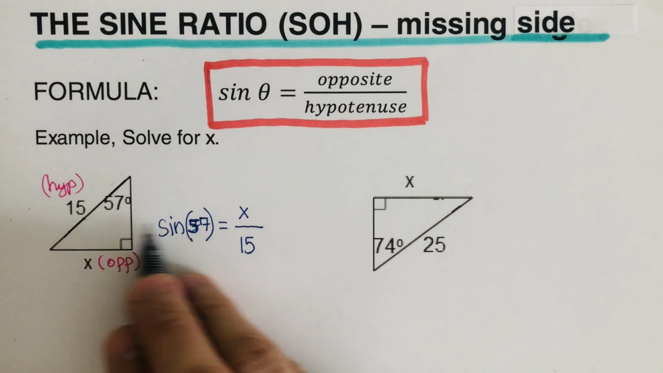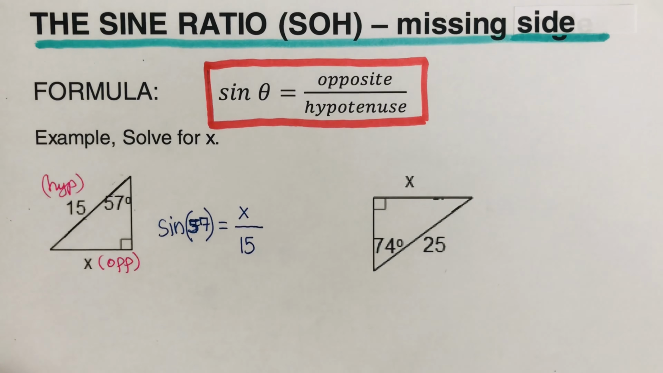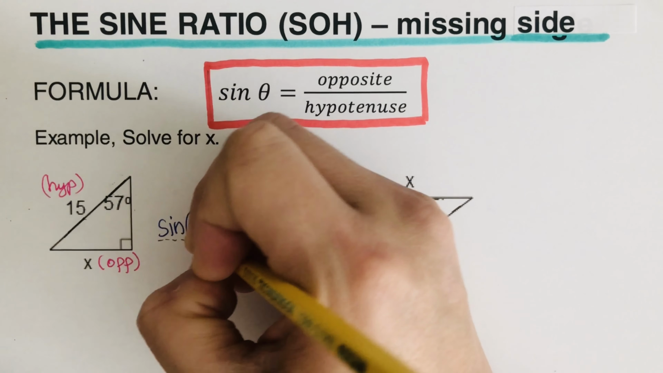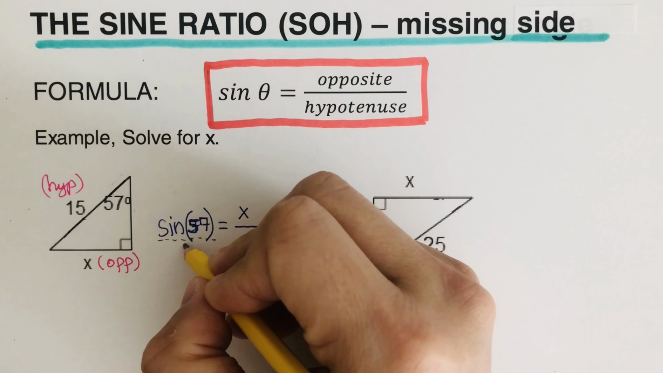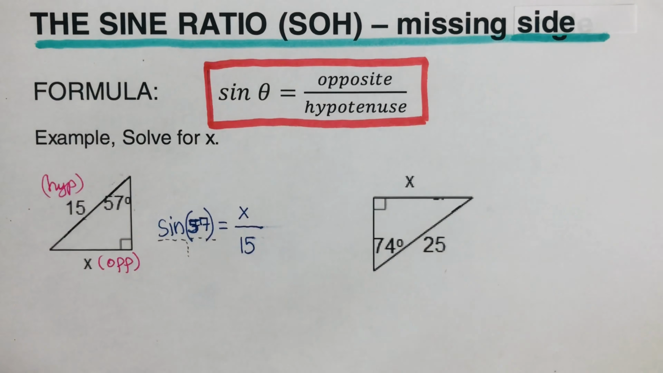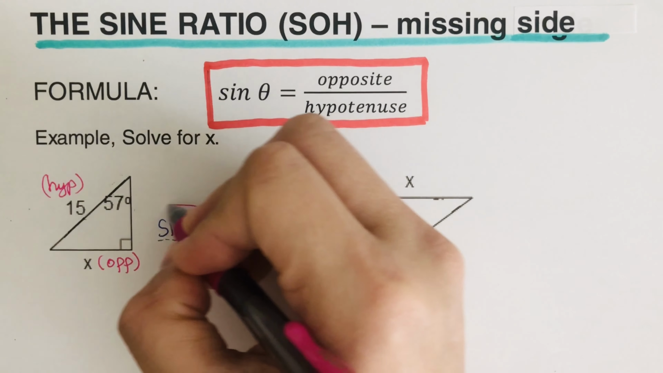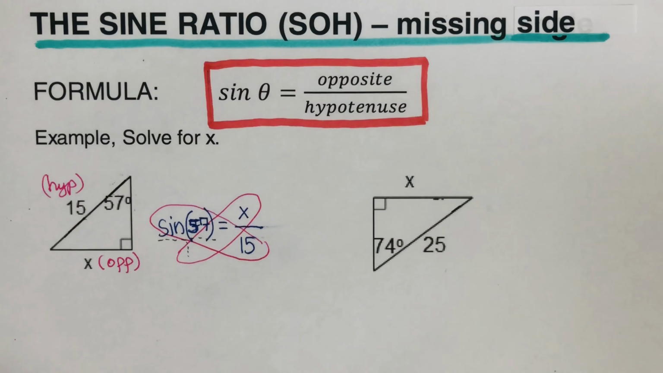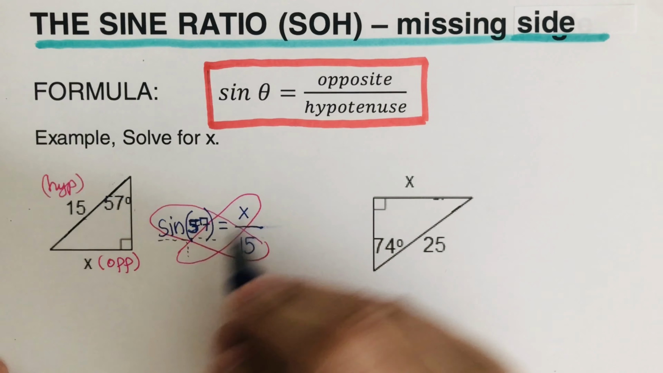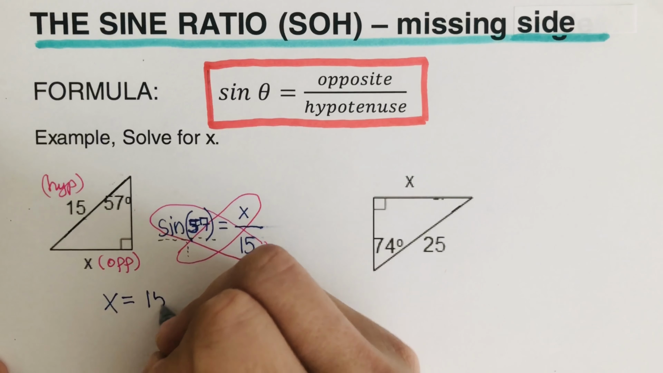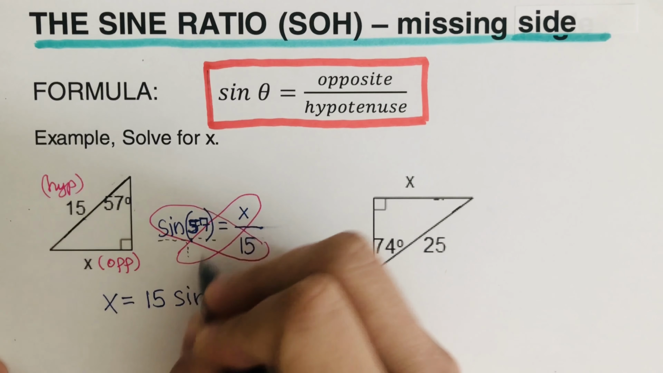So the angle that we have here is 57. Please remember that I mentioned in the previous video that sine of any angle will have an invisible denominator of 1. So then we can cross multiply these two together, 15 and sine 57. So our equation would come out to be x is equal to 15 sine 57.